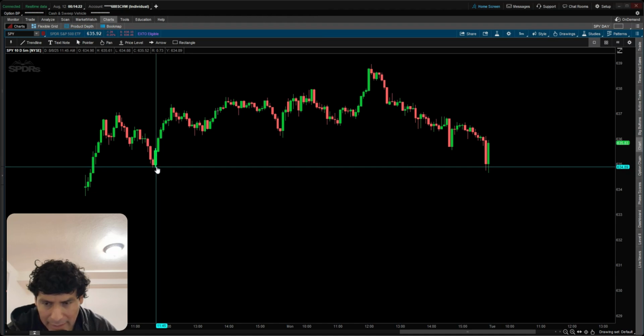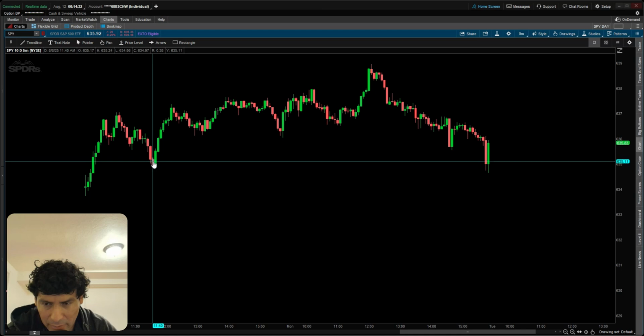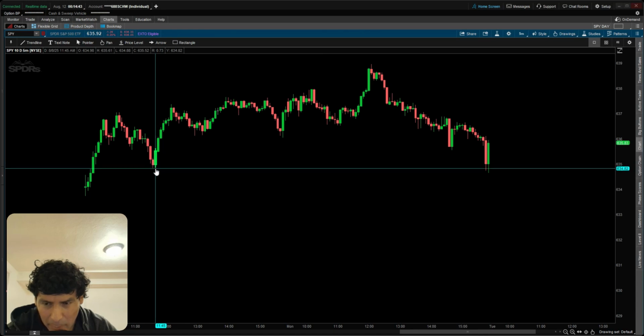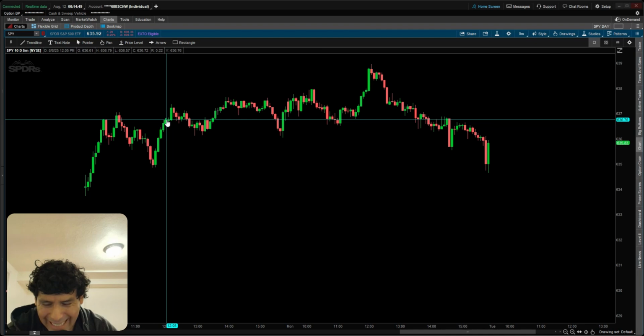bullish engulfing. Right here is the best entry of the day because three red candles and then appeared one green candle. This is my entry in call. Stop below the same candle and exit with five green candles in a row.